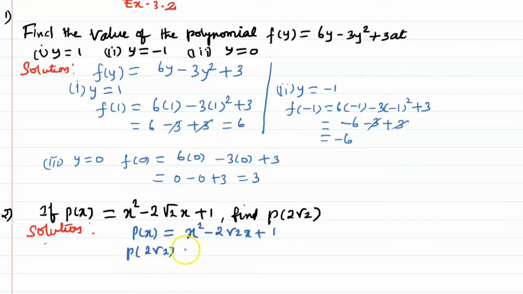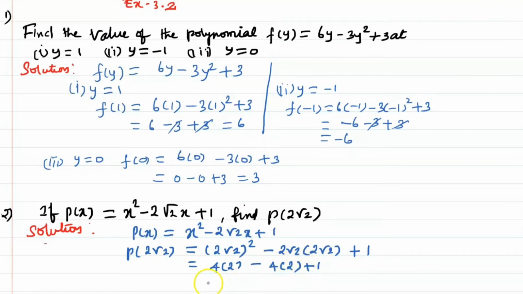P of 2 root 2 is equal to, so we substitute 2 root 2 wherever x is. So 2 root 2 whole square minus 2 root 2 into 2 root 2 plus 1. So 2 square is 4, root 2 into root 2 is 2, so 4 into 2 plus 1. So 4 2s are 8 minus 8 plus 1 is equal to minus 8 plus 8 cancel out, remaining 1.